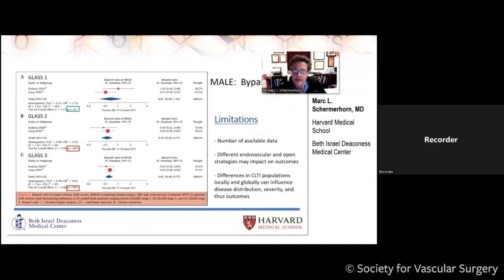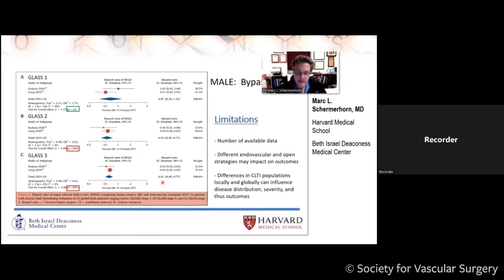Now, when comparing bypass against endovascular treatment, looking at major adverse limb events, this was our study. We did see a significant difference, but in BASIL-1, no difference. And in the combined group, no statistically significant difference. You can see the different hazard ratios here and the overall hazard and the confidence interval. On the other hand, however, for GLASS 2 and GLASS 3, there were significant differences. There was agreement between ours and BASIL, and the overall group definitely shows that there is an advantage to bypass surgery over endovascular treatment. The hazard ratios are over here, both statistically significant.